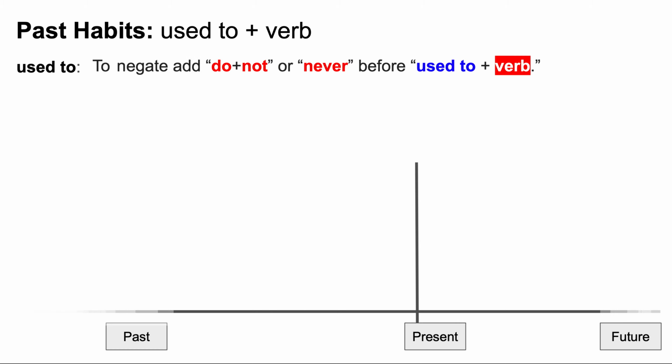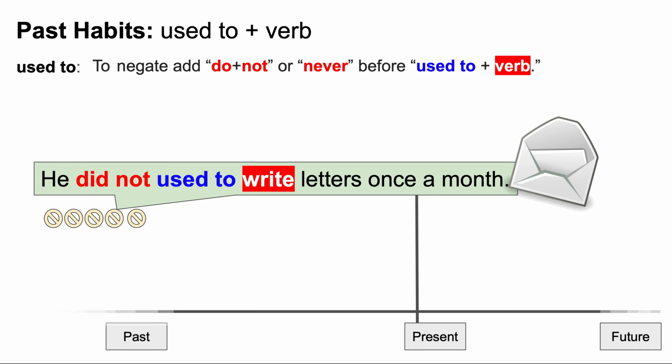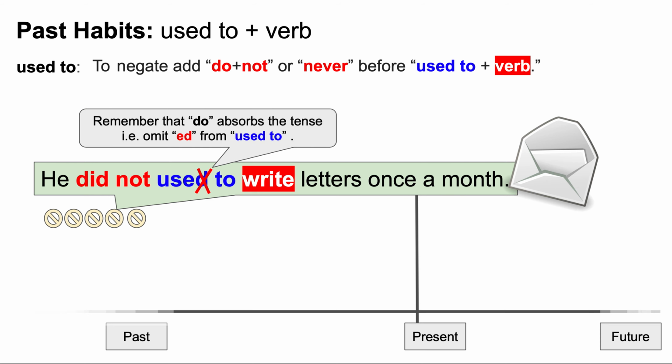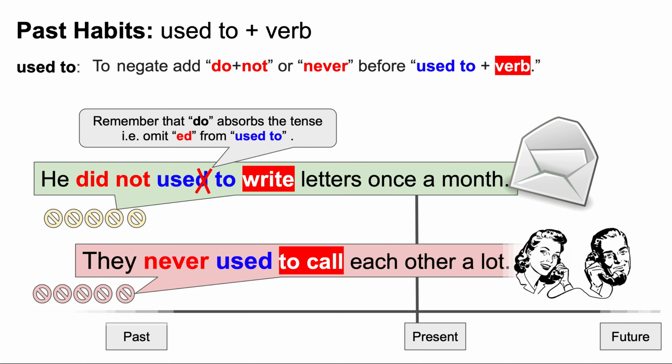To negate, we add did not or never before used to. For example, he did not use to write letters once a month. Once again, please remember that did absorbs the tense. That is, we omit ed from used to. Also, we can add never before used to. For example, they never used to call each other a lot.